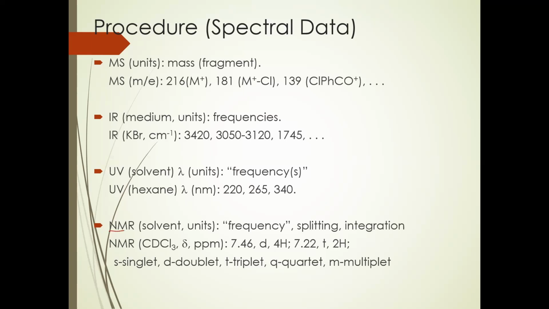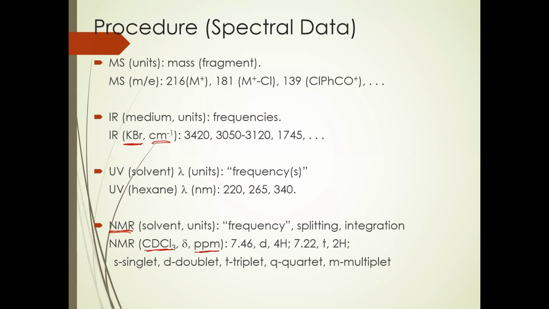So for NMR, we give that. We state what medium we're using. For IR, it's usually done on a salt plate, and so we would say KBr. For NMR, we're doing a solvent. We use deuterochloroform, so we would specify that. We give the units. For IR, it was inverse centimeters.